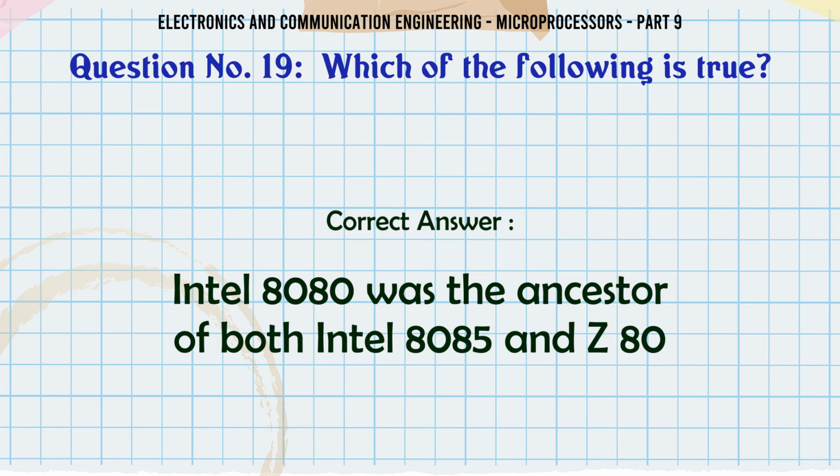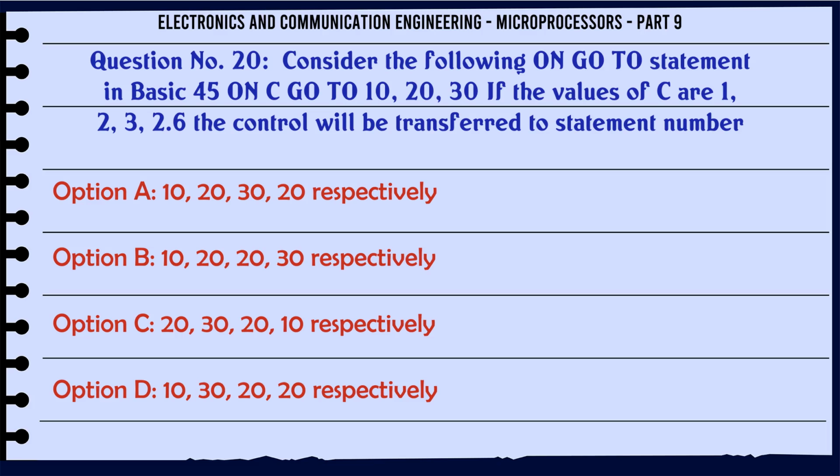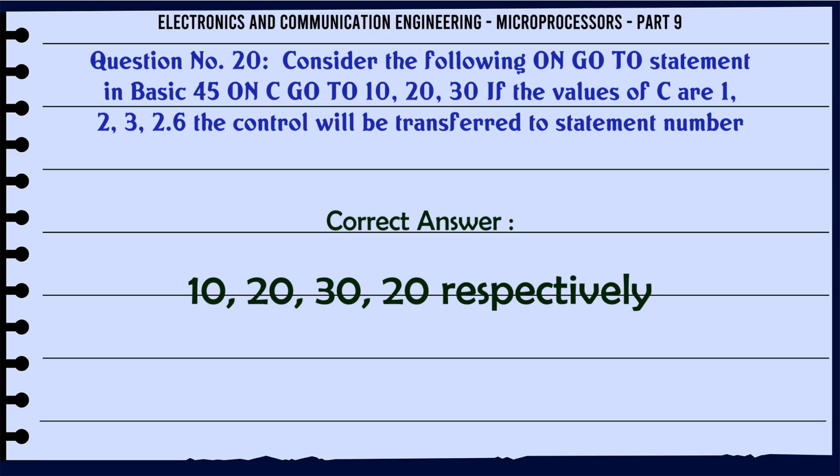8085 and Z80. Consider the following on the GO TO statement in BASIC: 45 ON C GO TO 10, 20, 30. If the values of C are 1, 2, 3, 2.6, the control will be transferred to statement number A. 10, 20, 30, 20 respectively, B. 10, 20, 20, 30 respectively, C. 20, 30, 20, 10 respectively, D. 10, 30, 20, 20 respectively. The correct answer is 10, 20, 30, 20 respectively.